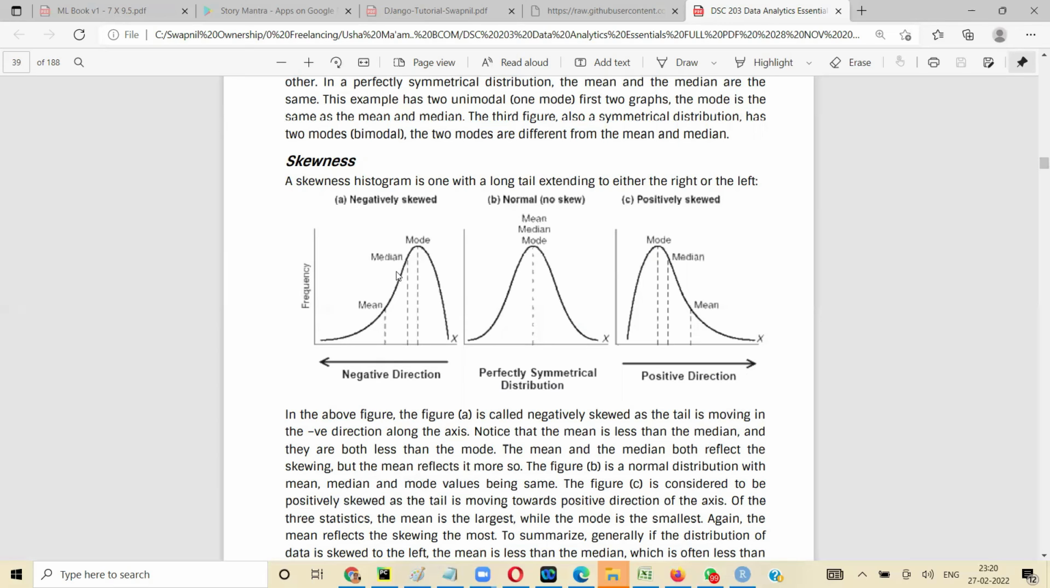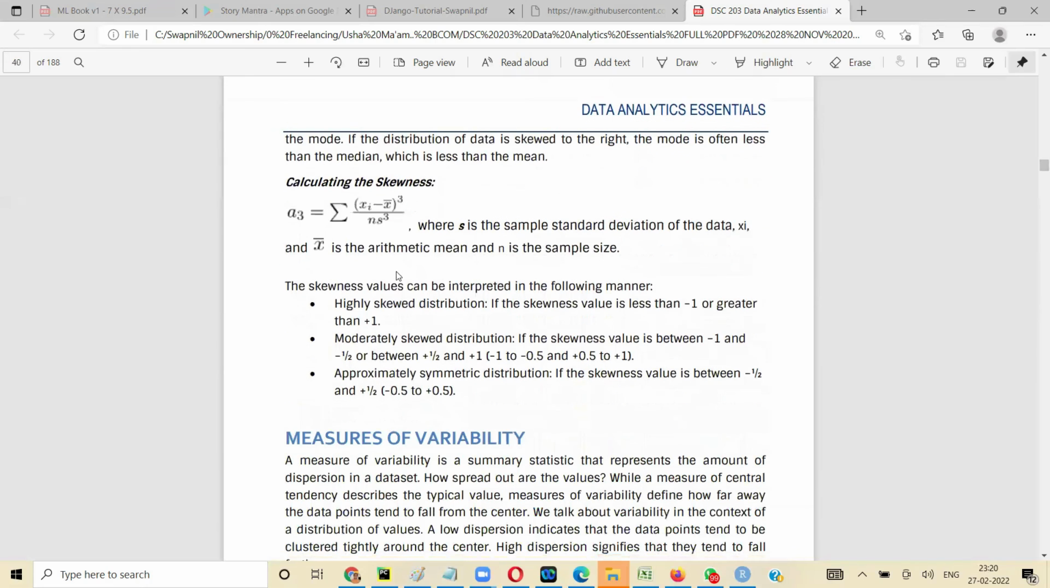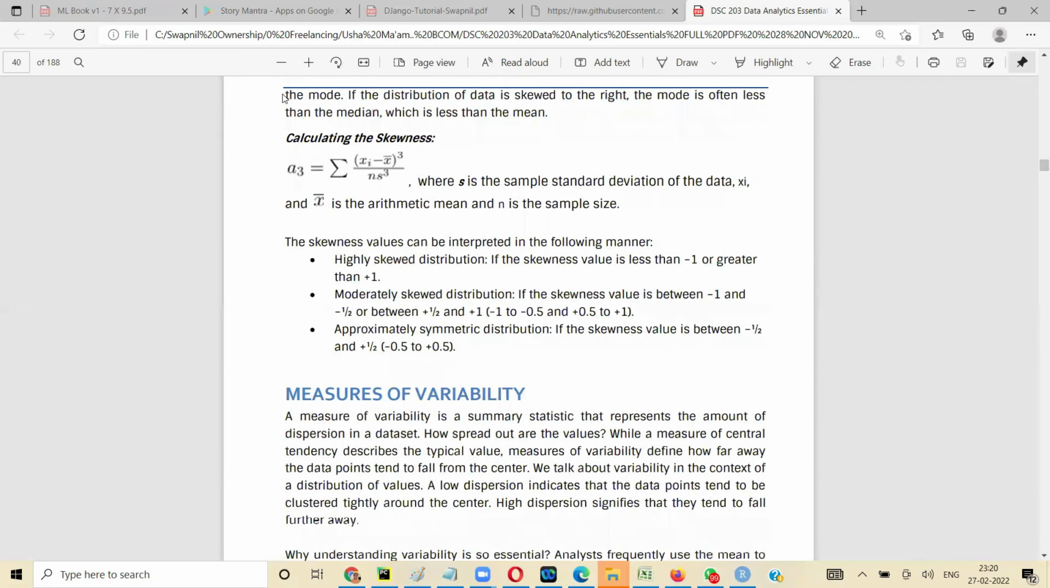That's why median is always between mode and mean. In a positively skewed graph, median is on the positive side, the right side. In a negatively skewed graph, your median is on the left side. Mean and median are on the left side, the same side where the tail is growing. So this is what we call skewness, and you can use this formula to find how much skewness it is.